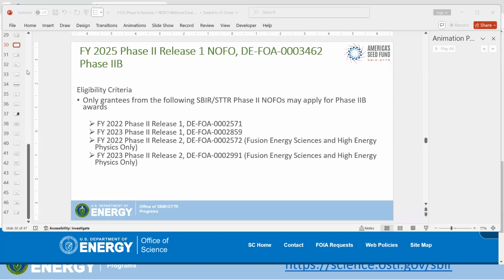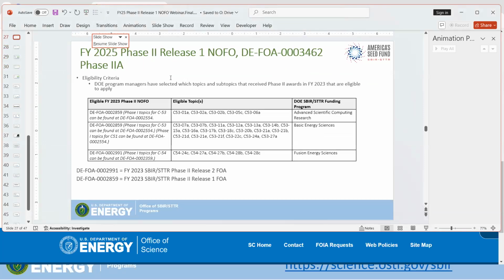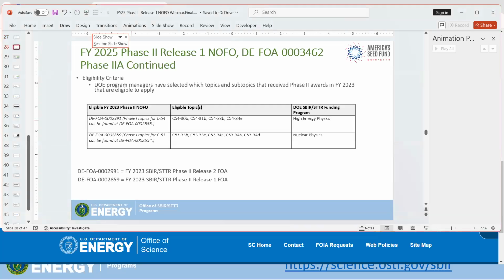Okay, someone wants the eligibility for phase 2A. Let me do that. Okay, there's 2 slides here. I'll show both of them. Here's the first slide showing phase 2A eligibility. And here's the second slide.